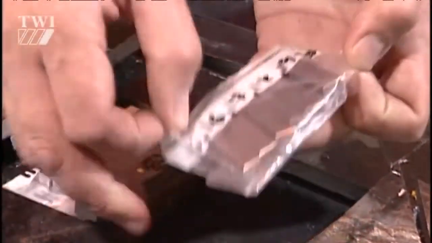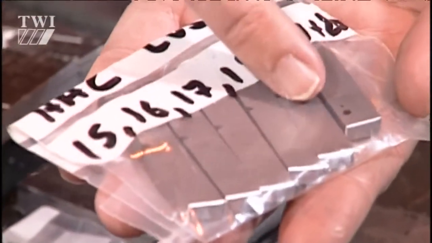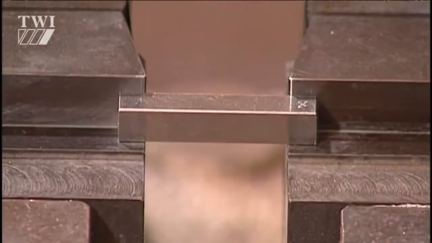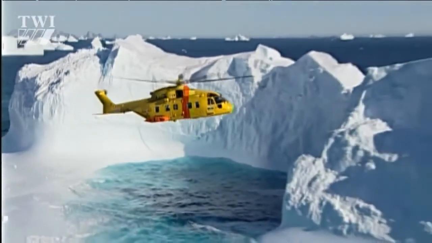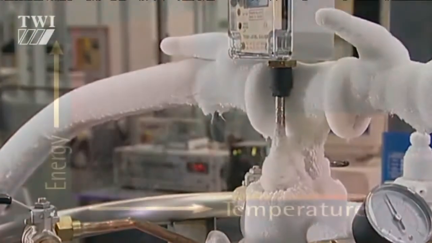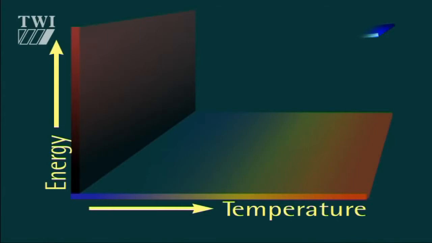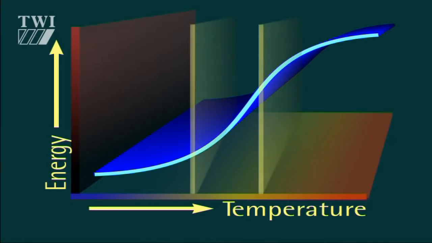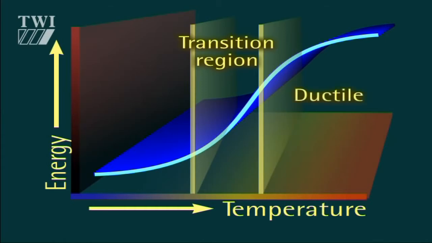Temperature is crucial, particularly in ferritic materials like structural steels. As the specimen is cooled, it takes less to break it. Brittle fracture occurs at low temperatures, and there's a transition to ductile failure, the relatively slow growth of a crack, at higher temperatures. The range of temperature where fracture changes from ductile to brittle is called the transition region. Above it, ductile fracture absorbs lots of energy. Below it, there's low energy absorption and a high risk of brittle fracture.